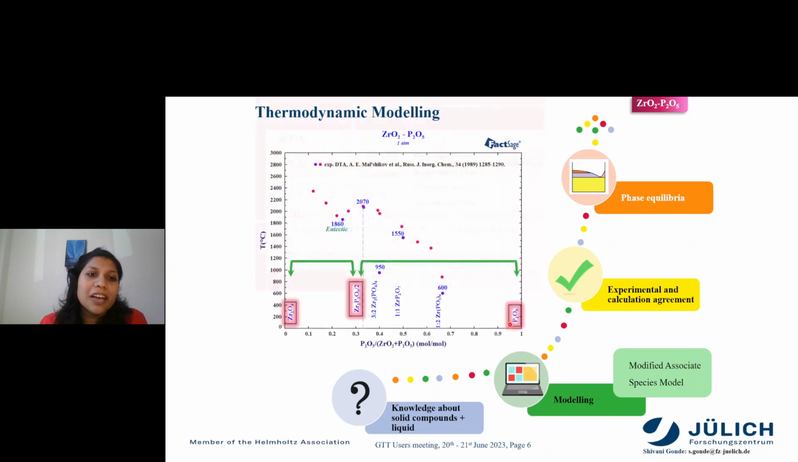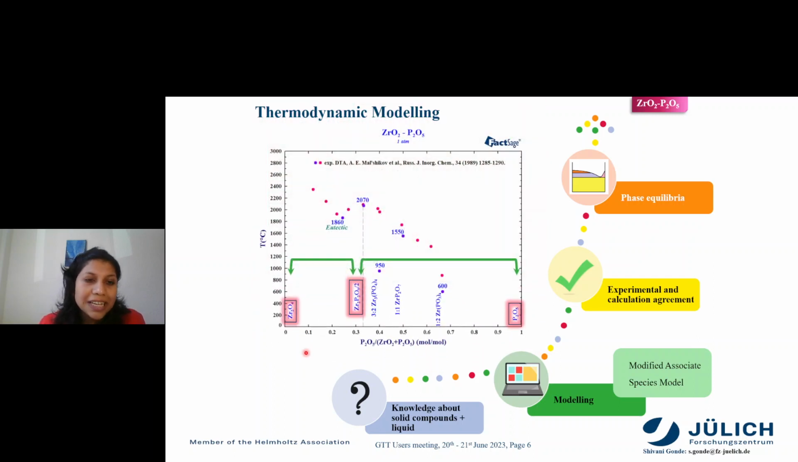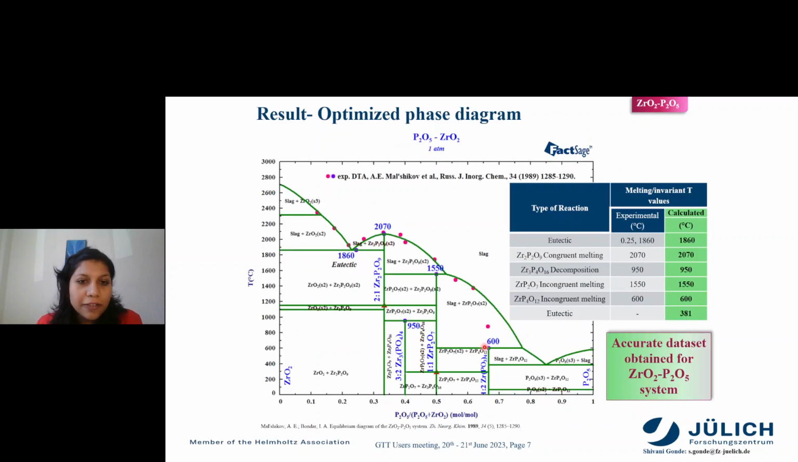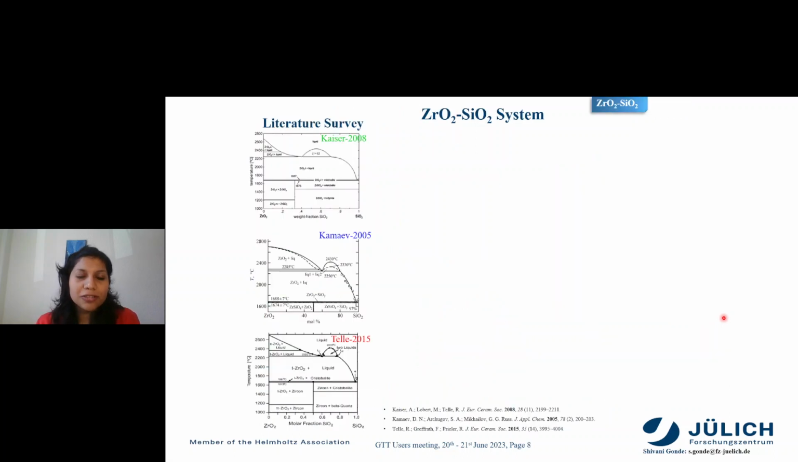And for the modeling, we have considered the interaction between the end members and the associate. After successful modeling, we have been able to create thermodynamic datasets. And as you can see, the values are very precise as compared to that of the experimental data. So a precise dataset for this system has been created. Moving on to the next binary system, the zirconia silica system.